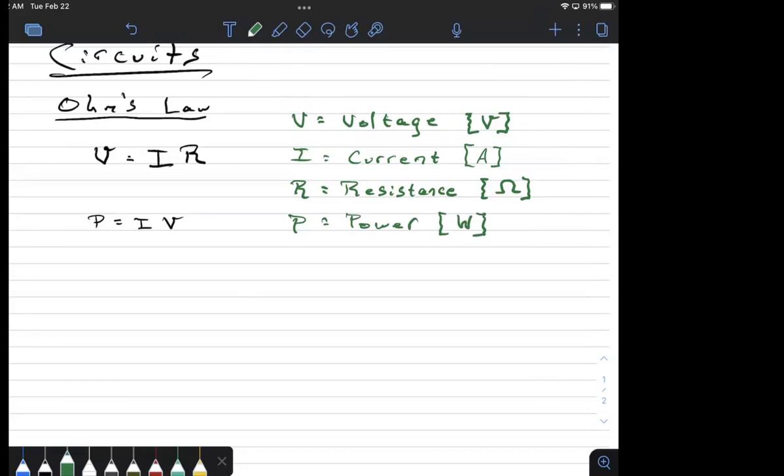And so those are going to be the equations we want to use to calculate whatever it is our problems will ask us. We're going to be given circuits in some form, and we'll be asked something like, calculate the total current running through this circuit, or what's the power supplied by this circuit, or whatever the case may be.